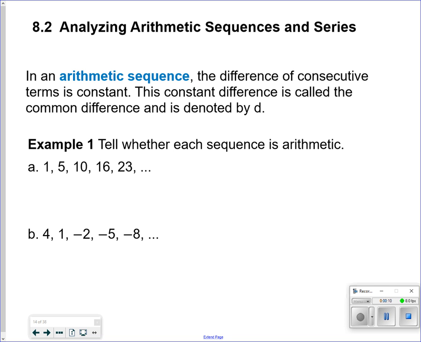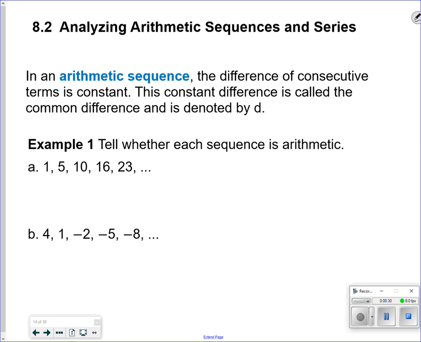So no longer is it going to be random. We're now talking about a very specific series. An arithmetic sequence is where the difference of consecutive terms is constant. This constant difference is called the common difference. So basically what it's saying is you're adding or subtracting the same number each time. That is an arithmetic sequence, a pattern of numbers.